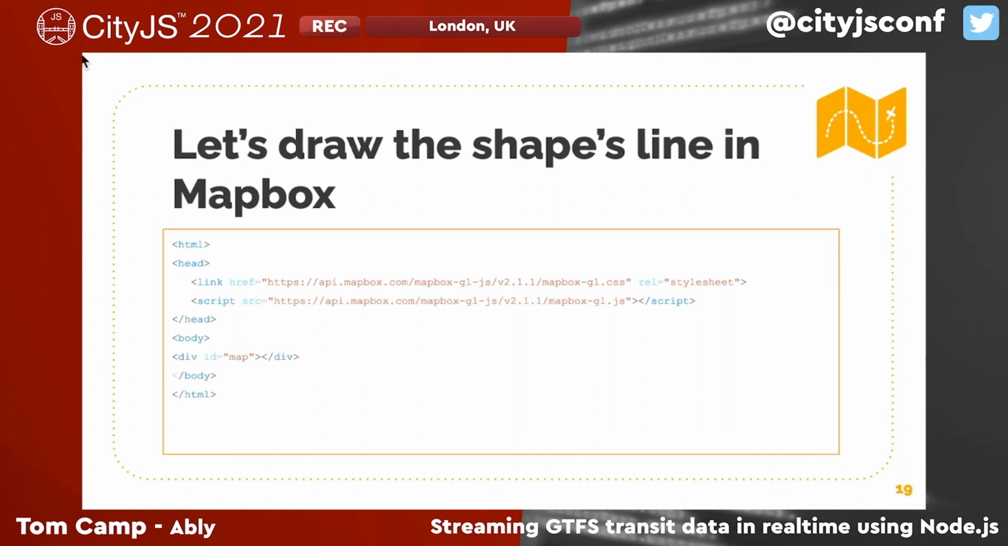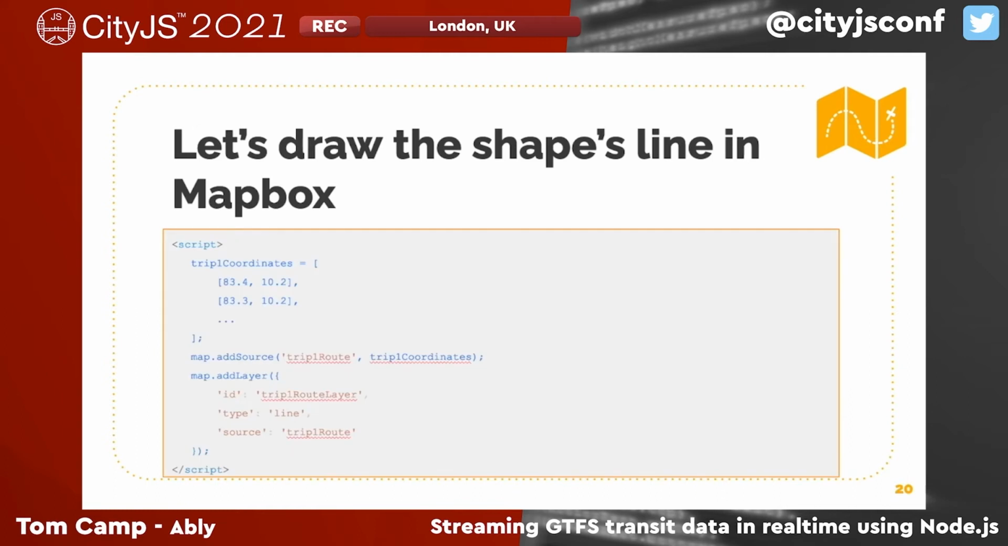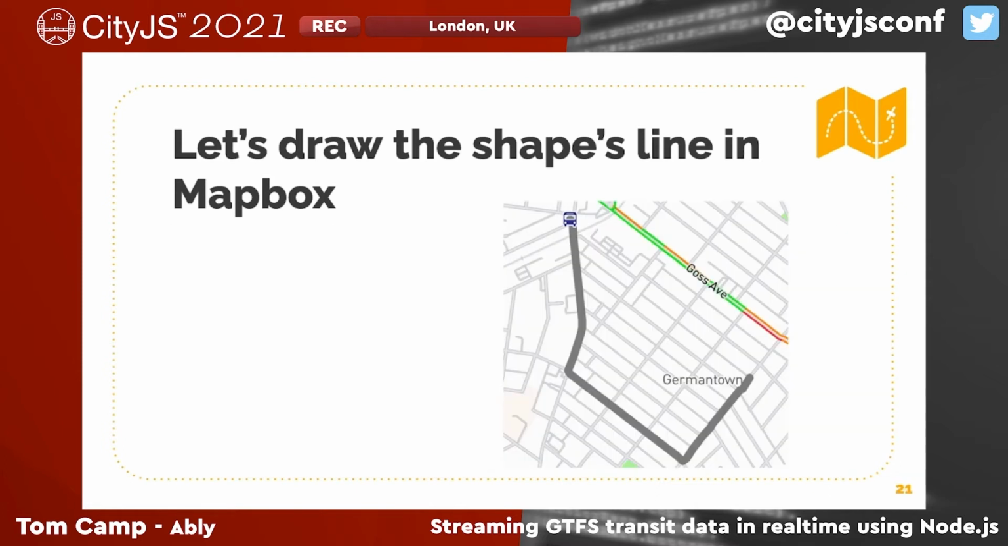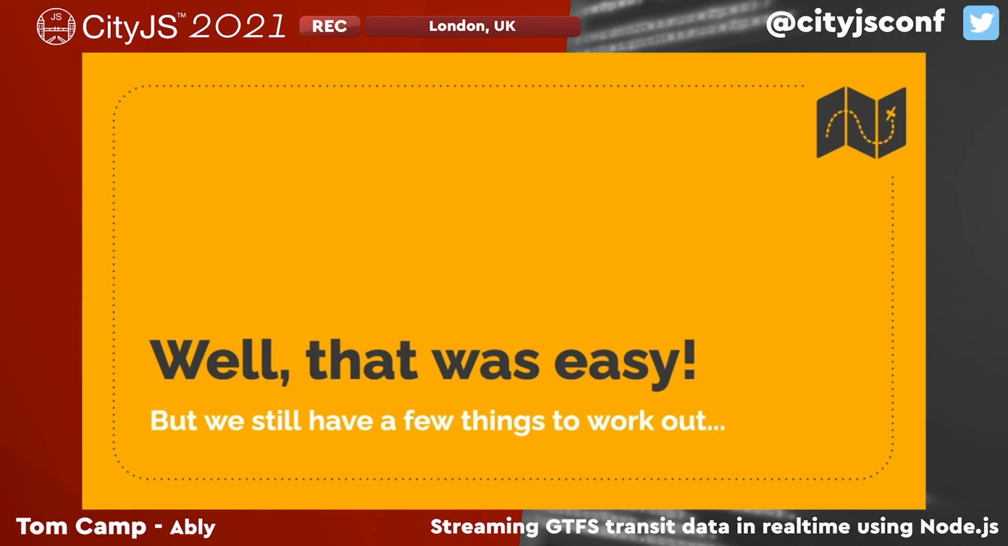It really is as simple as linking the Mapbox CSS and JS files, creating a div with an ID of map, and then listing out your coordinates, adding that as a source for your map, and layering that onto the map. You get out something like this, where you can see the exact route, drawn as a line between each of those coordinates you've specified. You can apply that potentially for every single route and trip that you're interested in, and you're in business. And that was pretty easy.